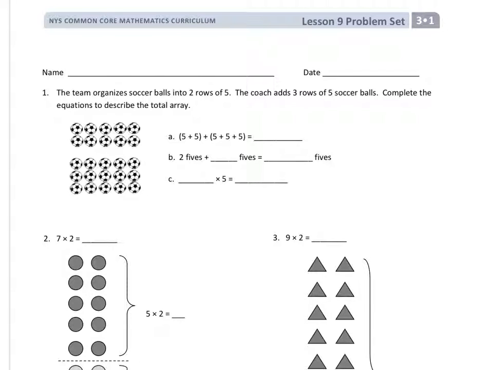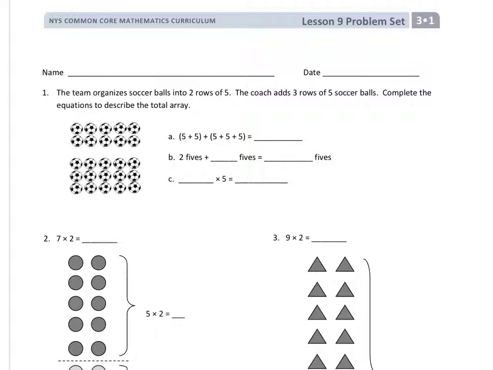The team organizes soccer balls into 2 rows of 5. The coach adds 3 rows of 5 soccer balls. Complete the equations to describe the total array. So you'll notice for the problems that we're going to do, we're going to work on using 2 different arrays, but then we're going to talk about that array as a whole.